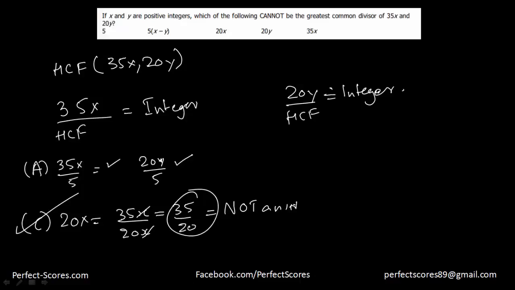So I'm not going to waste my time trying to find that. If you were not equipped with this concept, you would have chosen to plug in some numbers into this problem. However, now that you know what HCF is, you can be a lot faster. You can just solve this in a minute. Any number divided by its HCF is supposed to give an integer, and 20x is not giving us an integer, which means 20x is our answer.